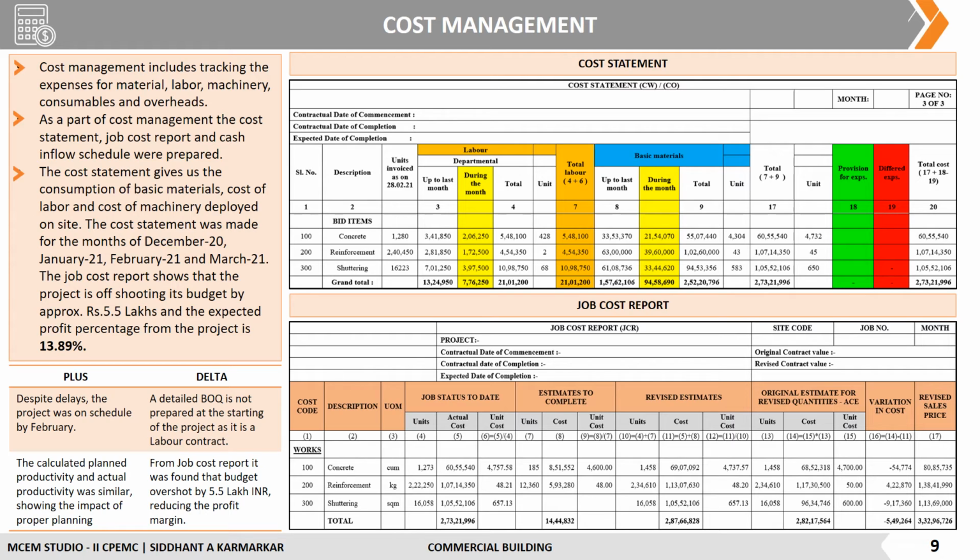The job cost report shows that the project is overshooting its budget by approximately 5.5 lakhs and the expected profit percentage from the project is 13.89%. The pluses observed were, despite the delays, the project was on schedule by February 2021. The calculated plan productivity and actual productivity were similar, showing the impact of proper planning, and the delta observed was that a detailed BOQ is not prepared at the starting of the project as it is a labor contract.